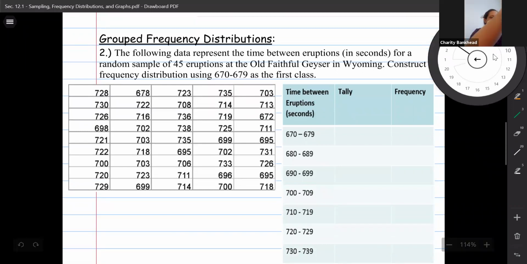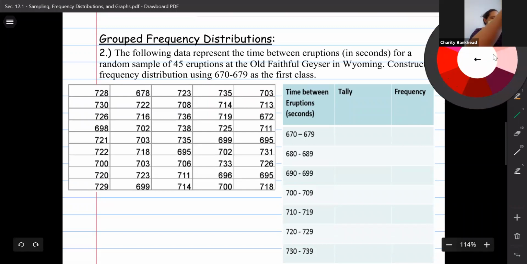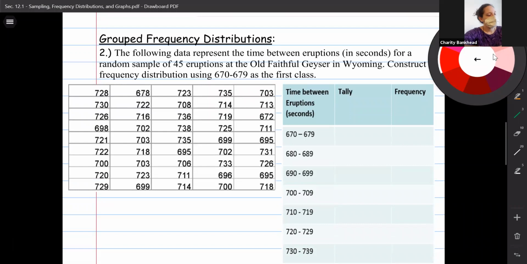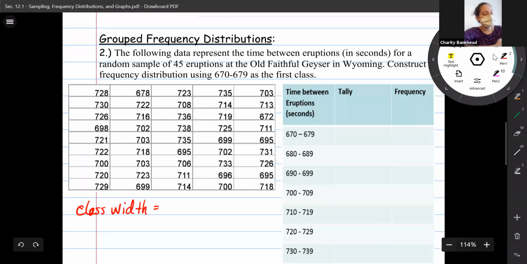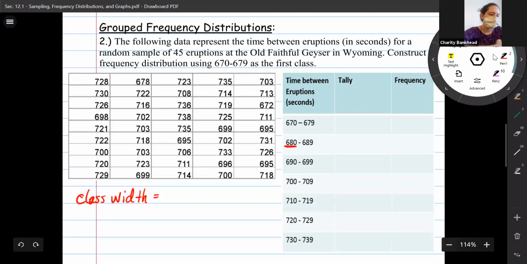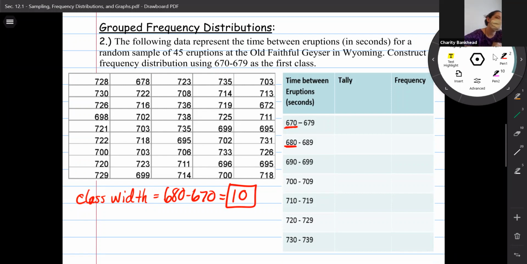With something like this, they might ask you, like, what is the class width? The class width. So in this case, you would just subtract: 680 minus 670 equals 10. So 10 is the class width in this case. And that would be the same answer if you did 690 minus 680 or 700 minus 690, because they all have the same width. And that's what you want.